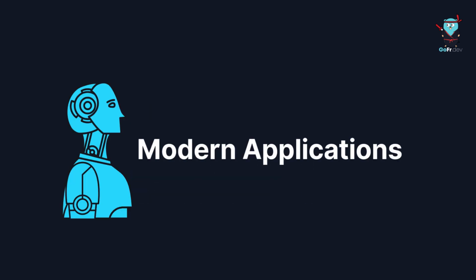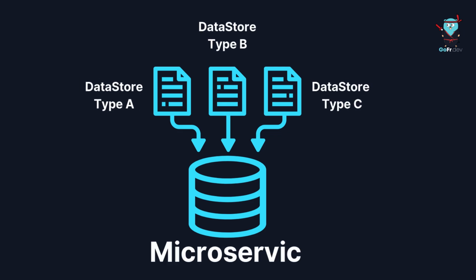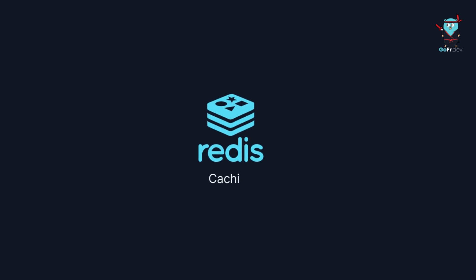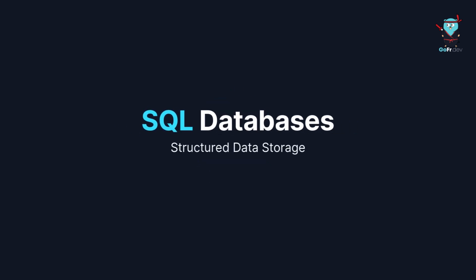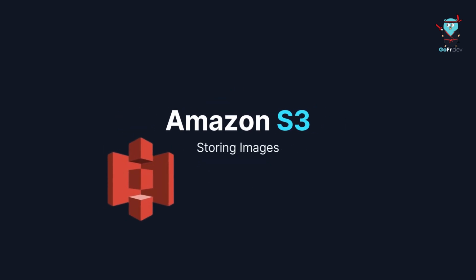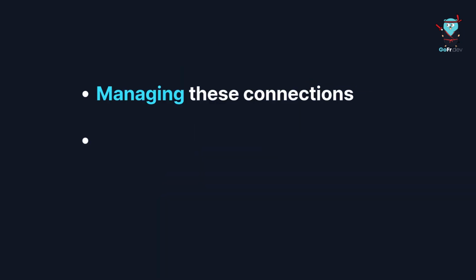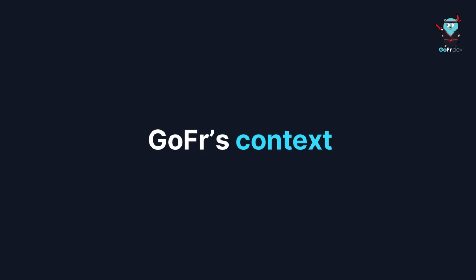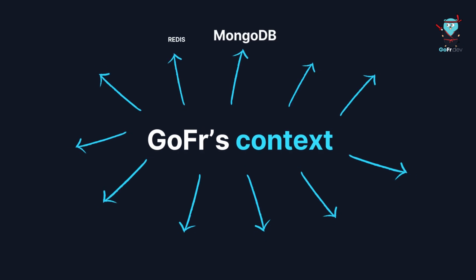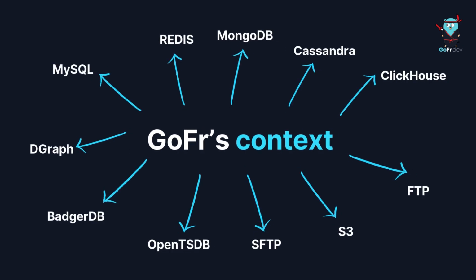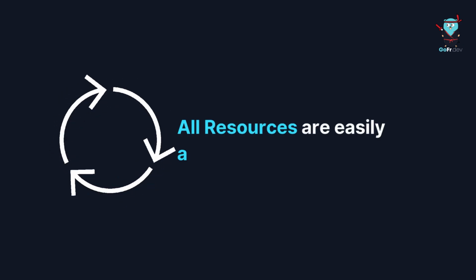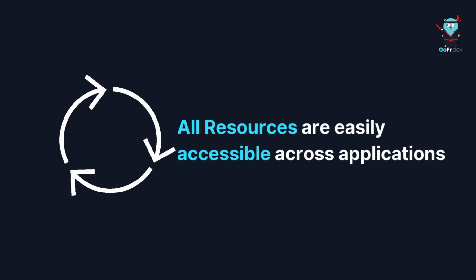Modern applications often leverage multiple types of data stores within a single microservice to handle diverse requirements. For instance, you might use Redis for caching, SQL databases for structured data storage, and S3 for storing images in your microservice. Managing these connections, initializing them, and making them available where needed can be a complex and repetitive task. GoFr addresses this challenge by introducing a single context that encapsulates all the database connections initialized in your application. This unified context simplifies connection management, ensuring that all resources are easily accessible wherever they are required.